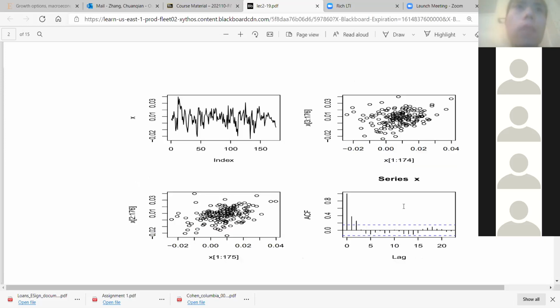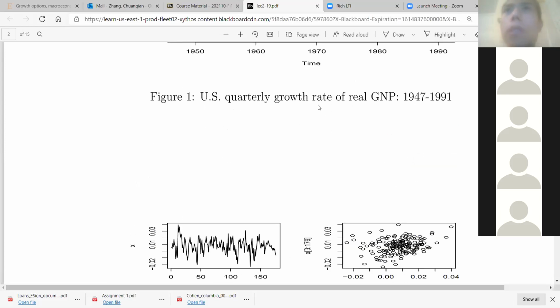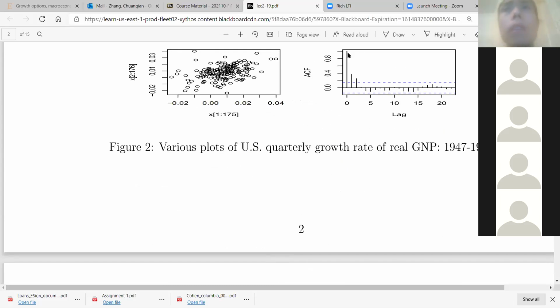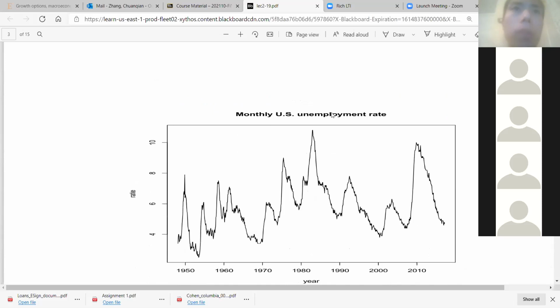So I would like to say for the US quarterly growth of GDP, the correlation stops at around two quarters, right? That's it. Let me know if you have any questions when I review them a little bit.